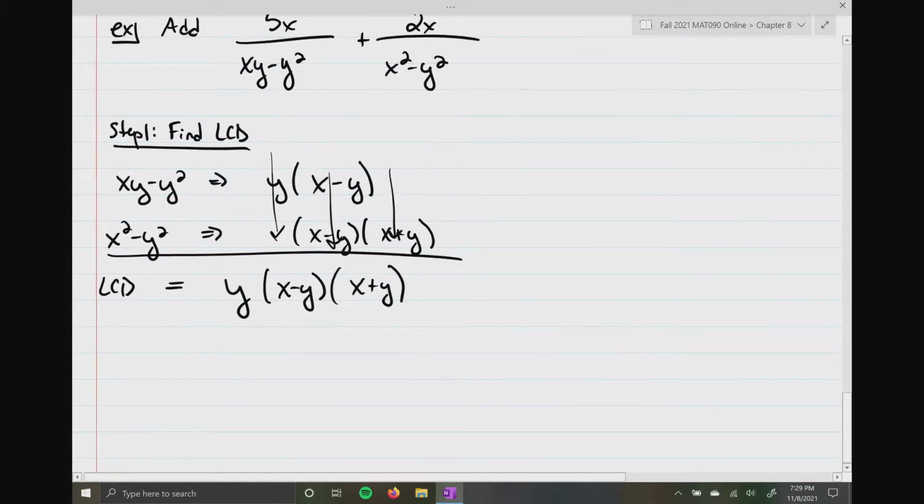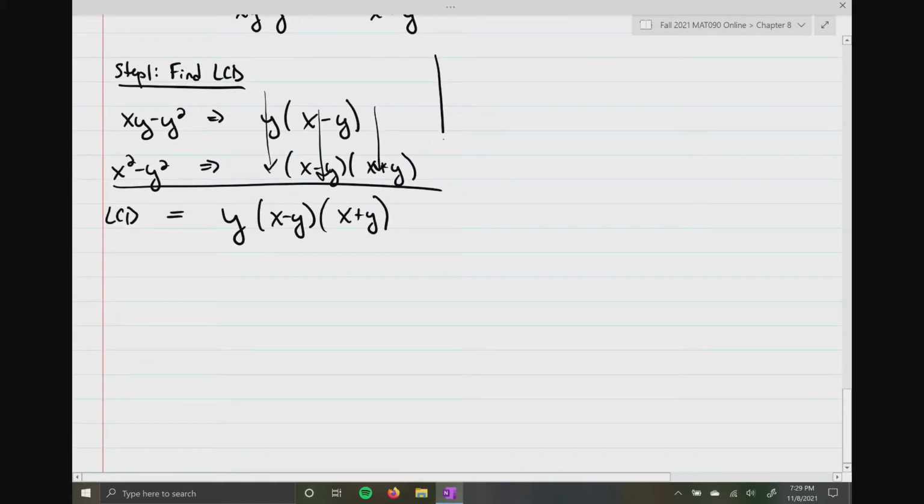Now the goal, step 2, is to build equivalent fractions. All right? So let's start with the first one. So the first one was 5x over, and remember, write its factored form.